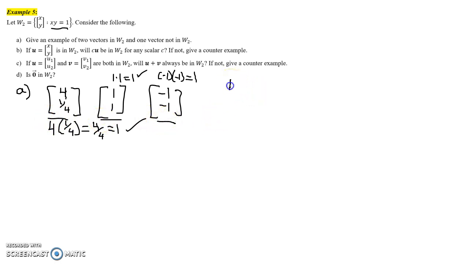A vector that is not in W2 is anything where x times y does not equal 1. So something like (6, 10). X times y there certainly does not equal 1. Just anything where the product of the x component and the y component is not 1.